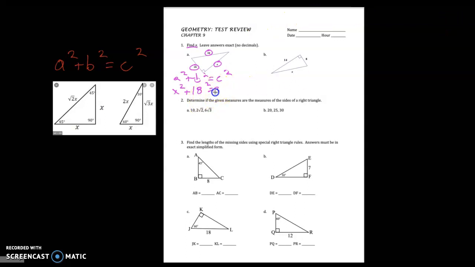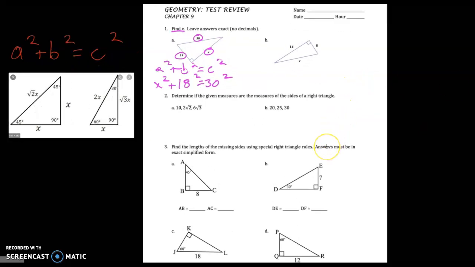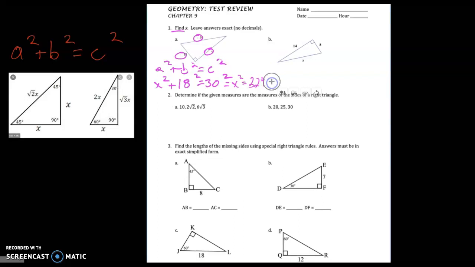So 30 squared. Okay. And then when we go ahead and start doing the math, we have 18 squared, which is 324, excuse me, not 336. And 30 squared is 900.